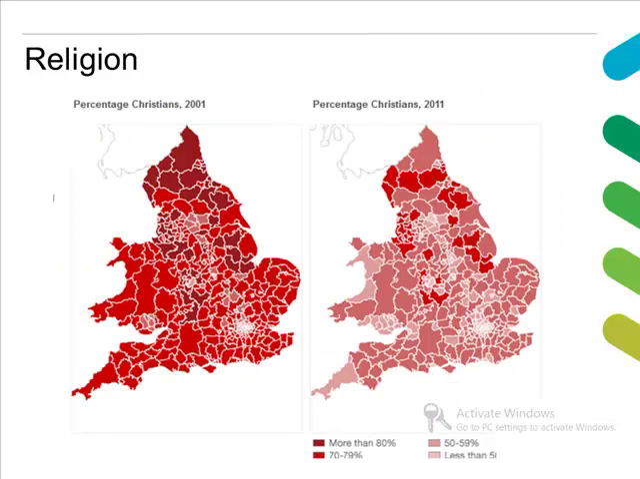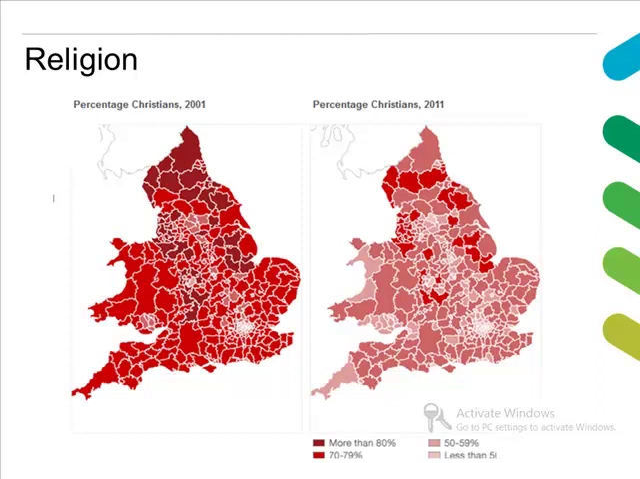And so here are two maps. This one here is 2001, and this is just England and Wales, obviously. And there's the 2011 map. This is mapping the percentage of Christians in both censuses. You can see that over time, in the 2011 census, there were fewer people reporting following the Christian religion. And you can do that with any of the data. You can create your own maps just like that.